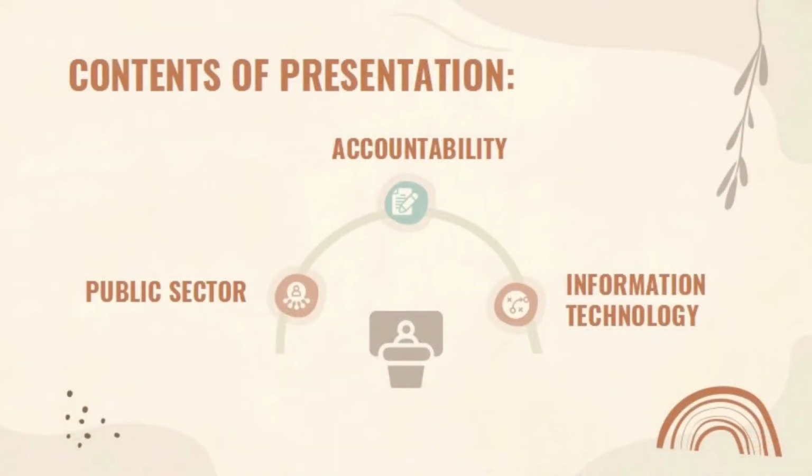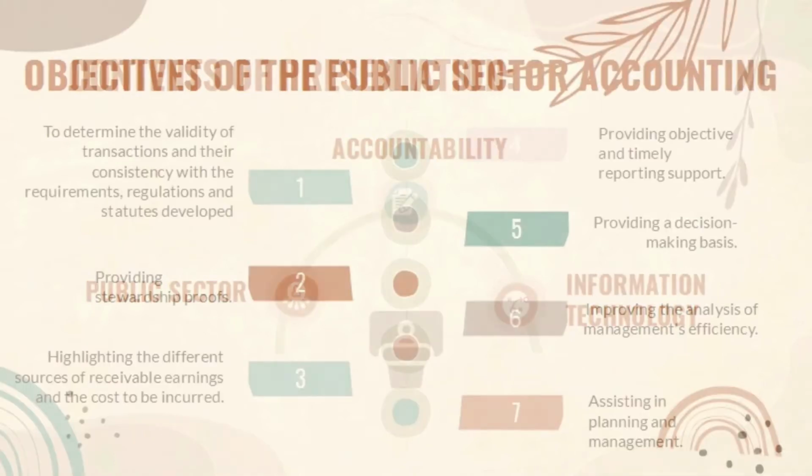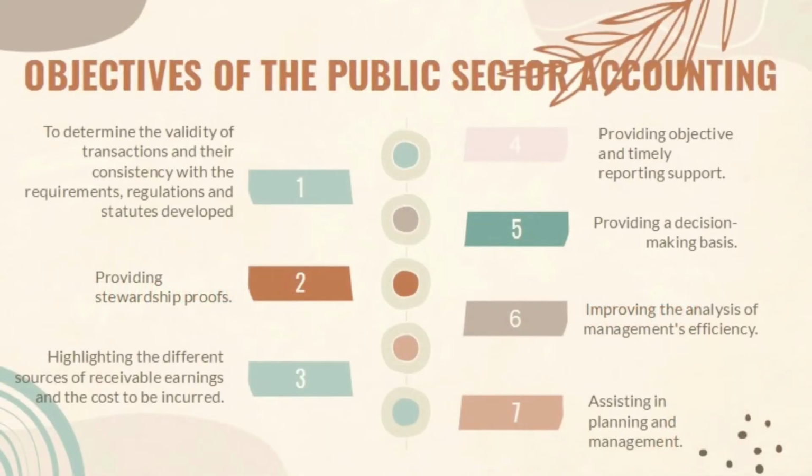The contents of our presentation today will be public sector, accountability and information technology. So there are 7 objectives of public sector accounting. The first one is to determine the validity of transactions and their consistency with the requirements, regulations and statutes developed. The second one is providing stewardship proofs, and the third one is highlighting the different sources of receivable earnings and the cost to be incurred.